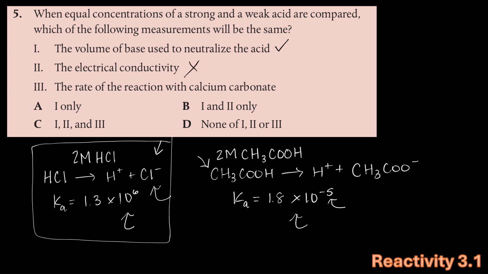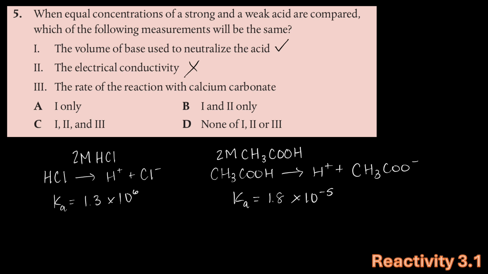And then the third one, the rate of the reaction with calcium carbonate. Now, the same understanding of dissociated or ionized ions goes with rate of reaction, right? So in order for an acid to neutralize a base, which is what calcium carbonate is, the acid has to donate its proton, which is the H+, and then that will react with the base to neutralize it. So here we have calcium carbonate. So go back to these two equations I did.